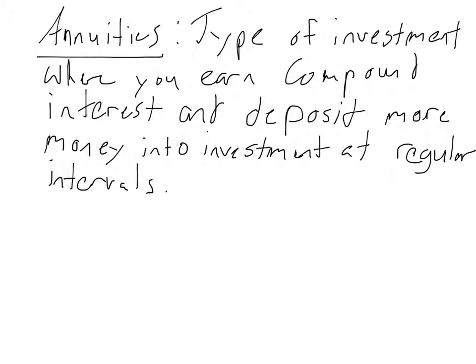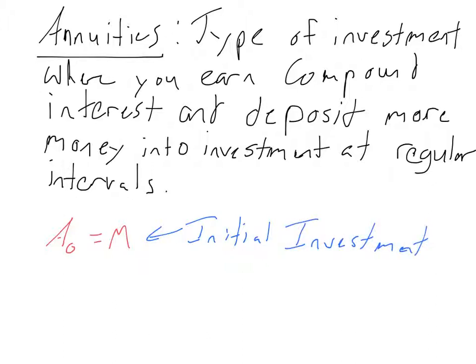And so the annuity formula works like this. We start off with the amount of the annuity at the beginning, right? The amount that we start the annuity with, we're just going to call M. This is our initial investment, so this is the initial amount of money that we put into the annuity. And what happens, okay, is you earn a certain amount of interest. Let's say that you earn 5% interest, right?